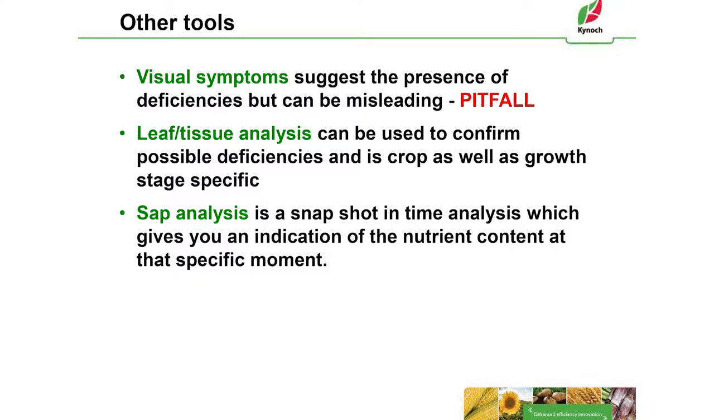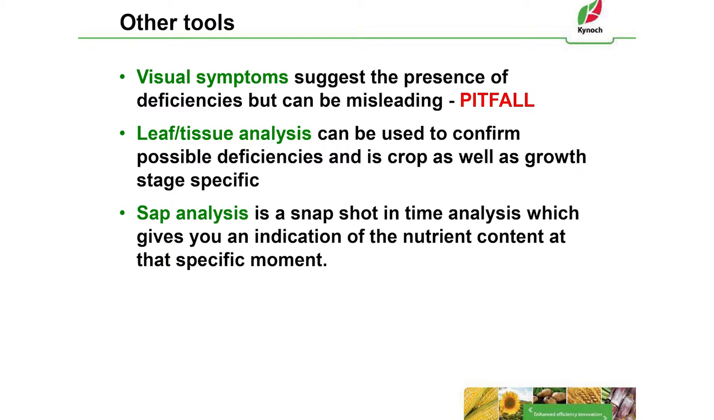There are certain physiological problems that will give you exactly the same symptom as a nutrient deficiency. But then we are selling fertilizer. We must take a leaf tissue analysis, which can be used to confirm possible deficiencies, and is crop as well as growth stage specific. We know that, so that's a quick one.